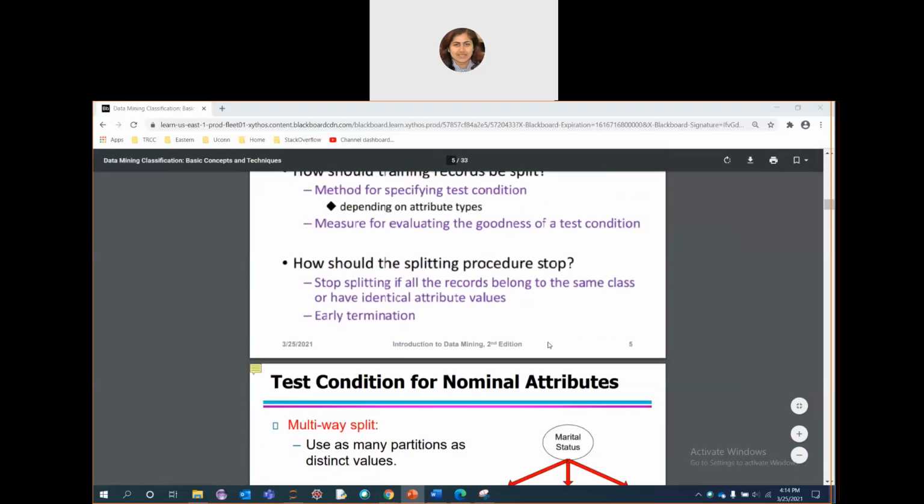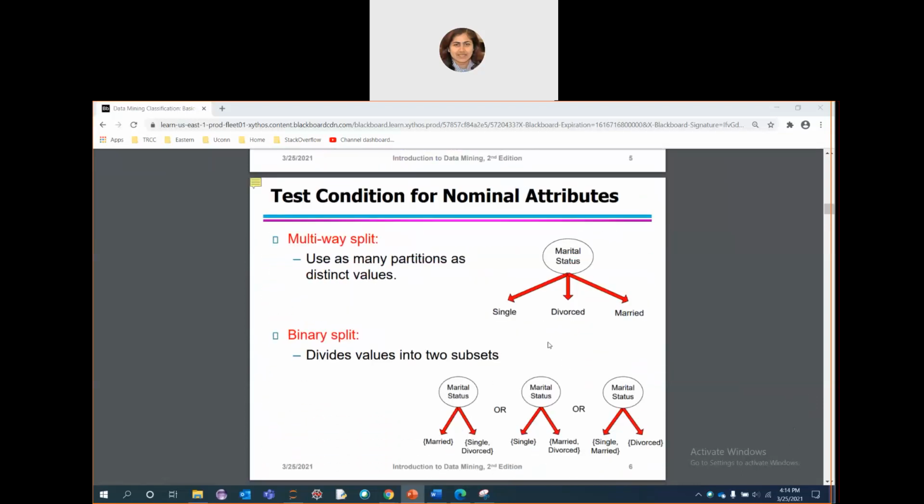Let's see some of the, we already are aware about different types of attributes. So what are the different ways of splitting a given attribute? First we are emphasizing on the nominal attribute. As we know, a nominal attribute can have many values, if you remember. So its attribute test condition can be expressed in two ways, either a multi-way split or a binary split.